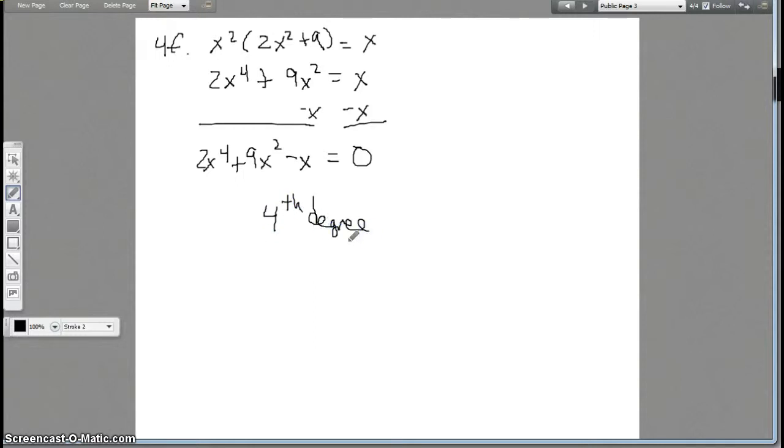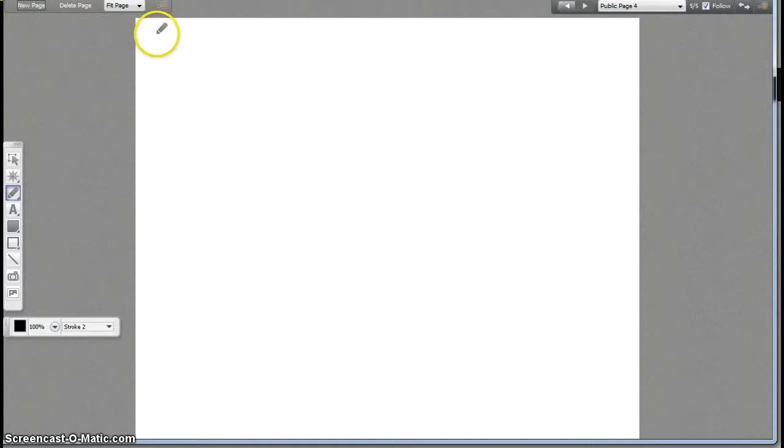Okay, that was number 4, which is just like number 8 that I assigned for homework. Let's look now at number 5. Number 5 has a whole bunch of parts, so we're only going to do parts of this. For number 5, it says, tell whether each of the following numbers is a solution of the equation given by checking to see if it makes the equation true.